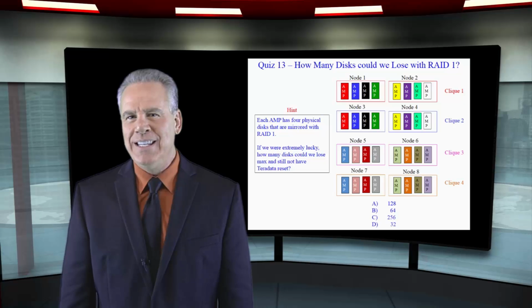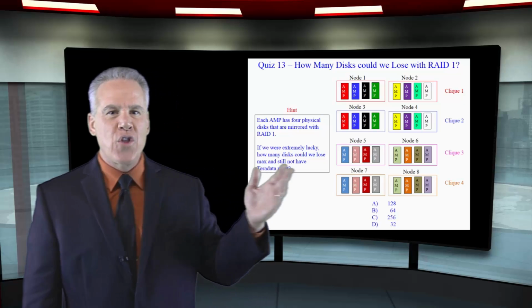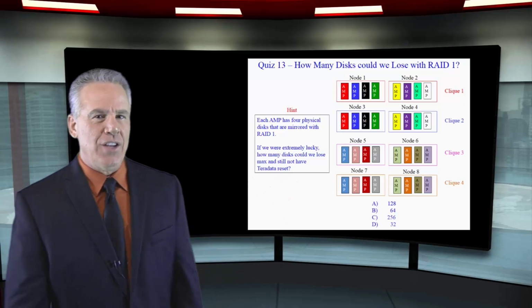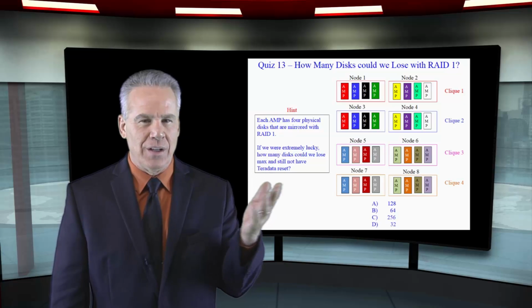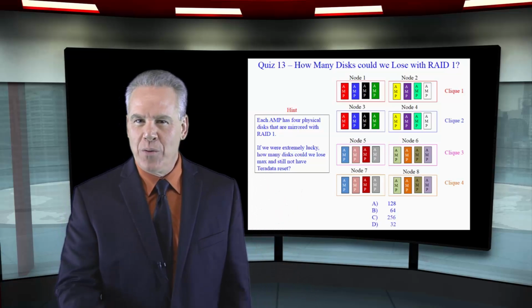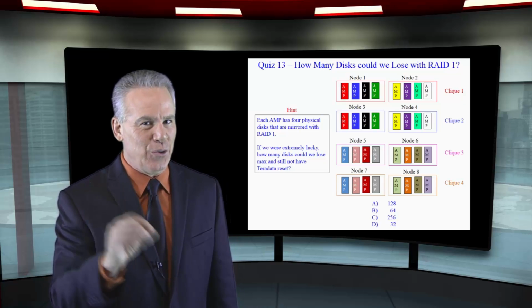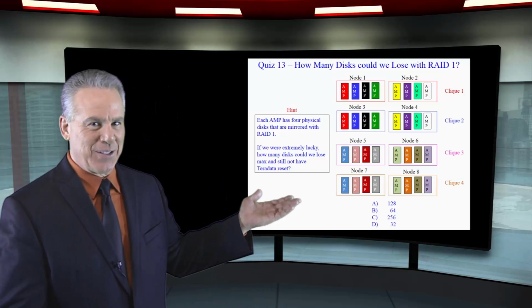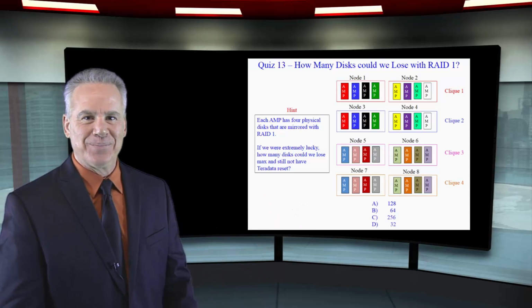How many disks could we lose with RAID 1? We have 32 amps here. Each amp has 4 physical disks, data mirror, data mirror. If we were extremely lucky, how many disks could we lose in this entire system and Teradata not have to reset?